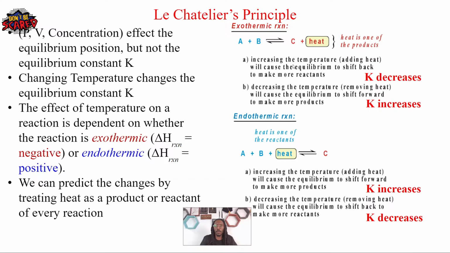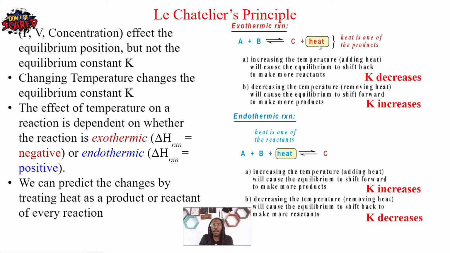So increasing the temperature, so basically we're adding heat to a reaction, will cause our equilibrium to shift back to make more reactants. So if we increase our temperature, we add heat, we're going to shift back to make more reactants. Basically, we need to think about this like when we were talking about adding and removing products and reactants. It's the same concept. Now we just have to apply when it is exothermic versus endothermic.